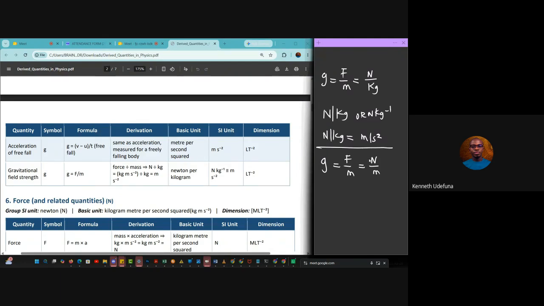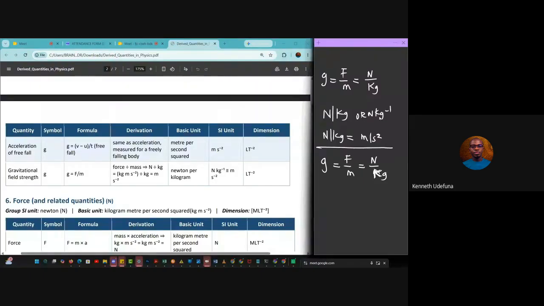Yes, gravitational field intensity. Yes, that formula is for gravitational field intensity. Oh, sorry. Okay, you are correct. Yes, my dear, you're correct. Thank you for that correction. Newton per kilogram.